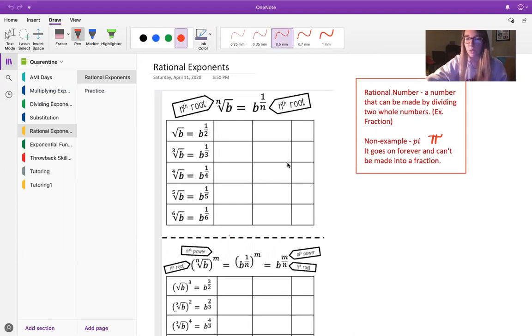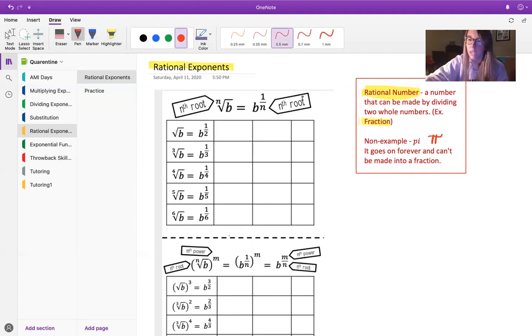Okay, so this week we are going to be talking about rational exponents. And I thought before we got into how to solve for rational exponents, we need to be reminded about what a rational number is. And so I wrote that definition over here. So a rational number is a number that can be made by dividing two whole numbers, basically a fraction.